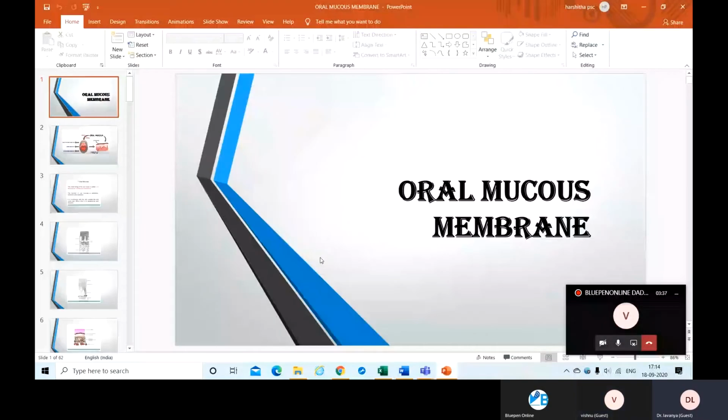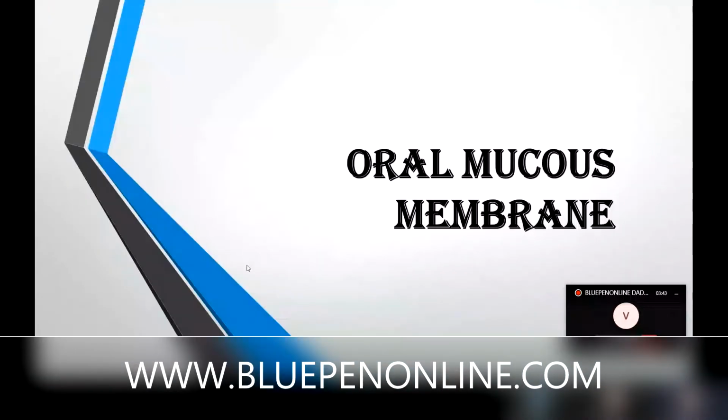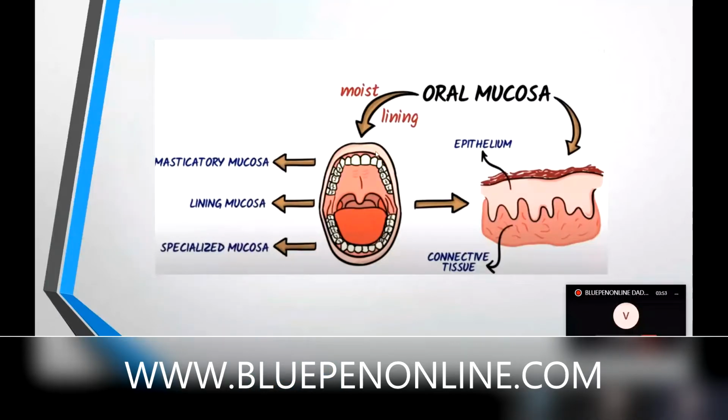Dealing with oral mucous membrane, which is an important 10 marker question, asked three to four times. See, the whole thing covering the mouth, the oral cavity, is called oral mucous membrane. Oral mucous membrane is the moist lining of the oral cavity, and it is made up of epithelium and the underlying connective tissue.